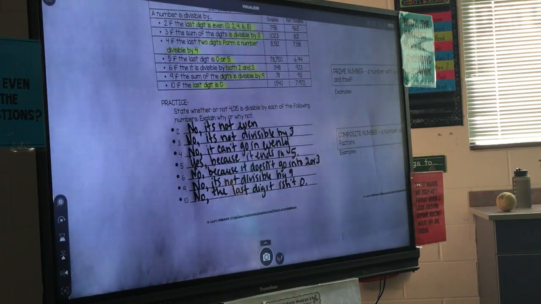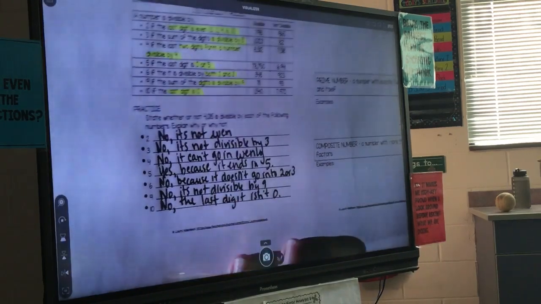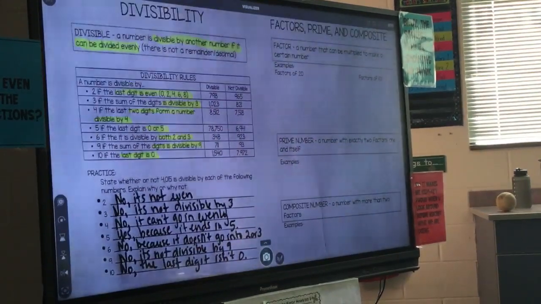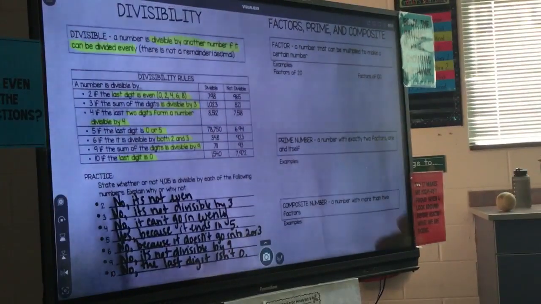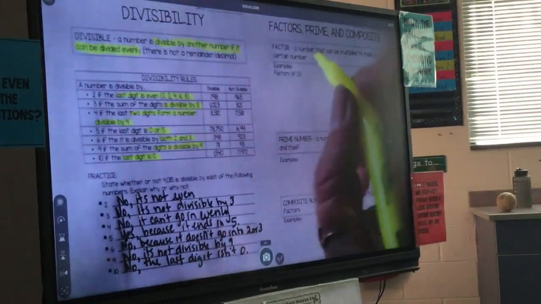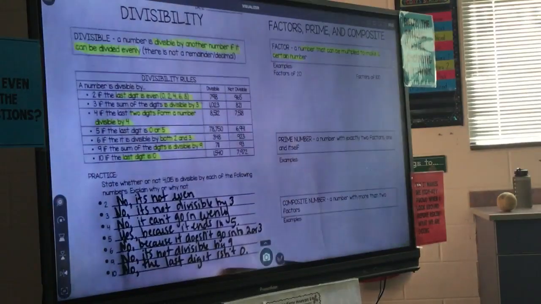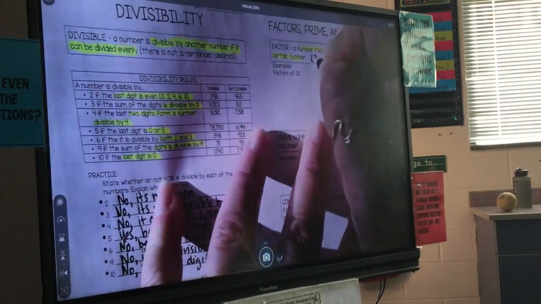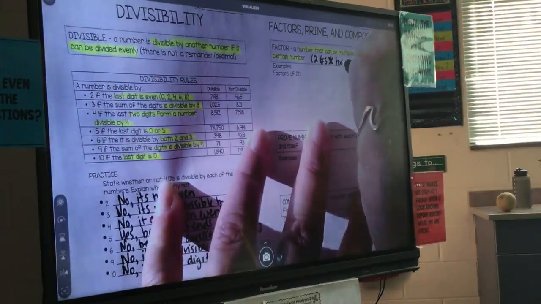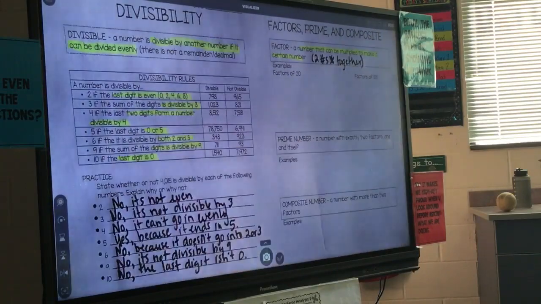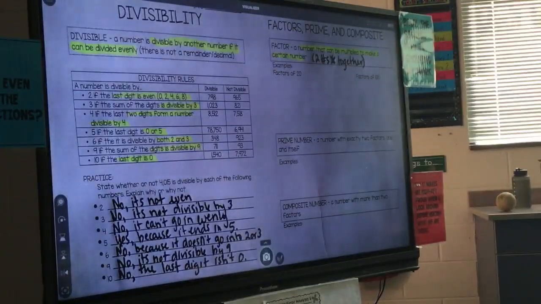All right, slide over to the factors, prime, and composite. So it says a factor is a number that can be multiplied by a certain number. This is also known as two numbers multiplied together. And then finding the factors is just a review. So how do we find the factors?